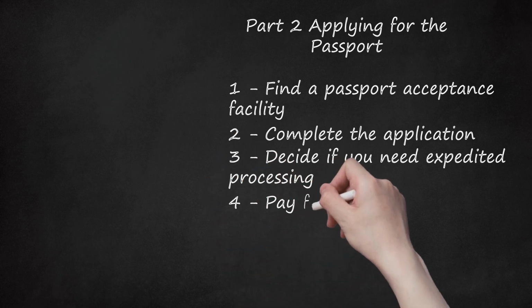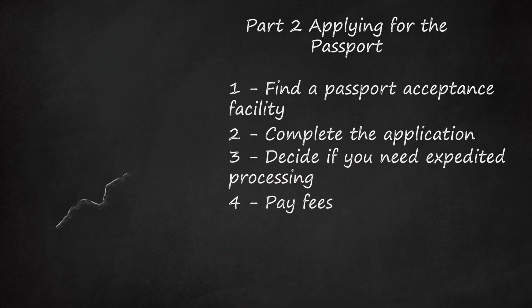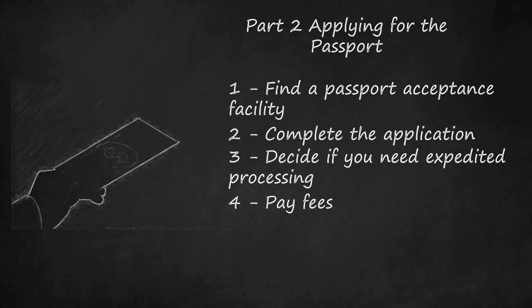4. Pay fees. The total fee will depend on passport type. You can get a passport book or a passport card, or both together. The passport book costs $110, whereas the passport card costs $30. Getting both together costs $140. There is a separate execution fee of $25 charged by the acceptance facility you use. You must pay this fee separately.